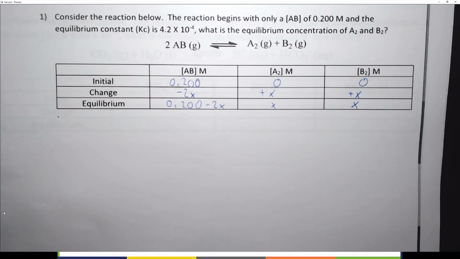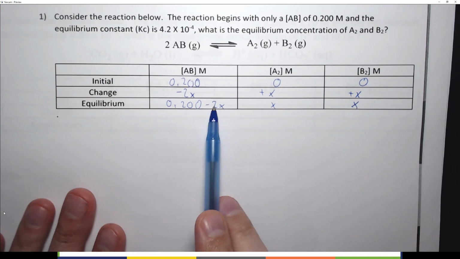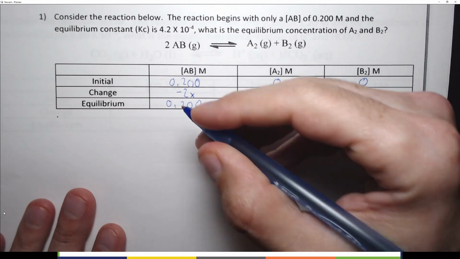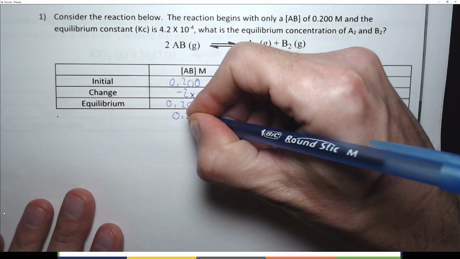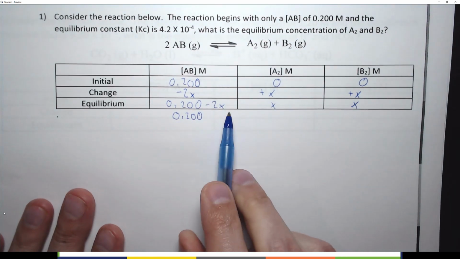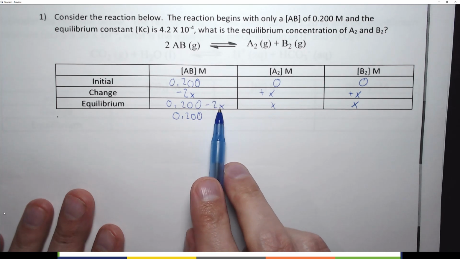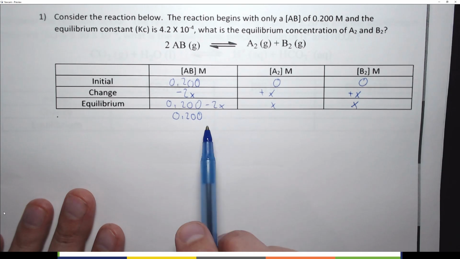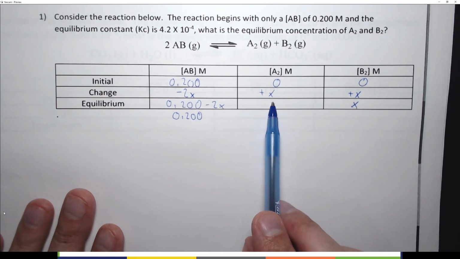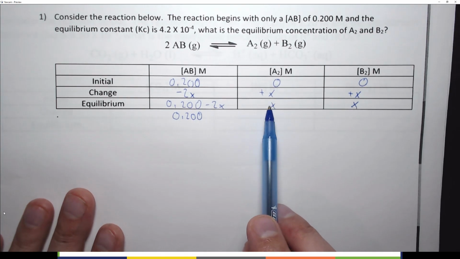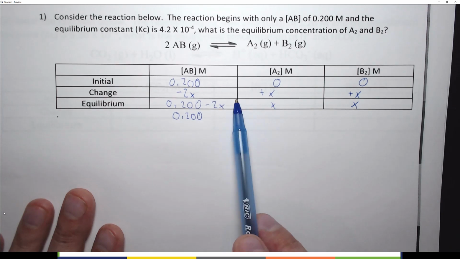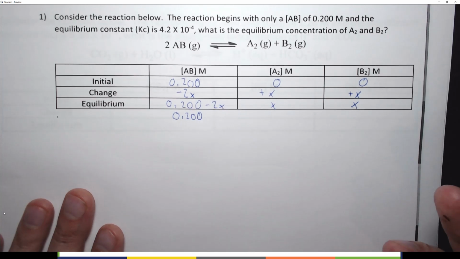Here's a thing that I'm going to tell you that is not 100% true all the time. What I'm going to tell you is that we can ignore this 2x, and I'm just going to consider this 0.200. The reason I want to ignore this 2x is so I don't have to use the quadratic equation to solve this. In some textbooks, it will tell you that if x is less than 5 or 10% of this concentration, you can ignore x because it won't be appreciable.